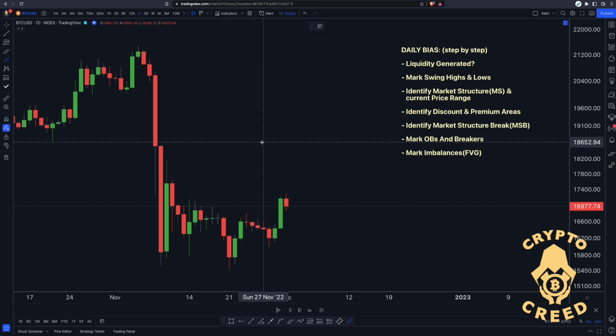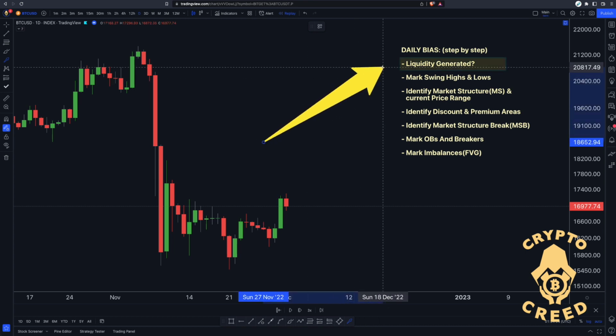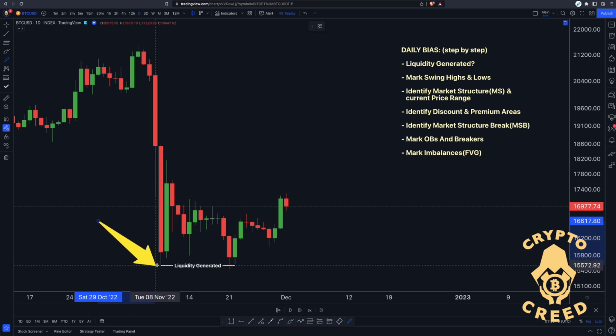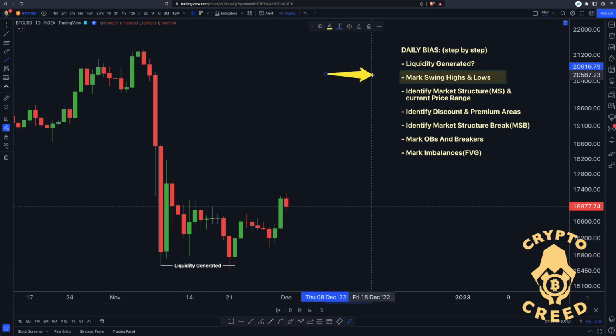Alright, so the first thing that I do is I ask this exact question: has any liquidity been generated? So here we can see that after making this initial low, price returned to the same area, sweeping below the first low and generating the liquidity. So the second step is to mark out our swing highs and swing lows.